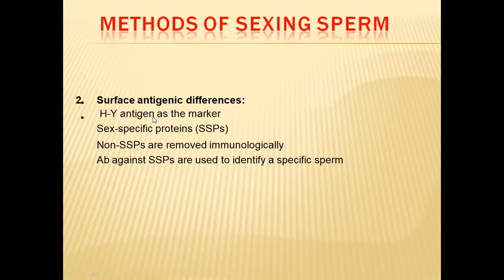If we want the X sperms, then we will add X antibodies. So this is just like a basic immunological method. By applying this basic immunological method, we can separate and get the required sperms from the collection of the semen.